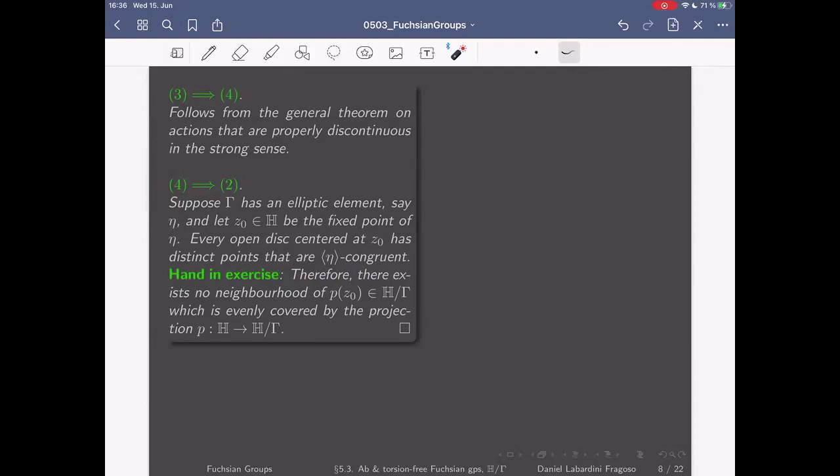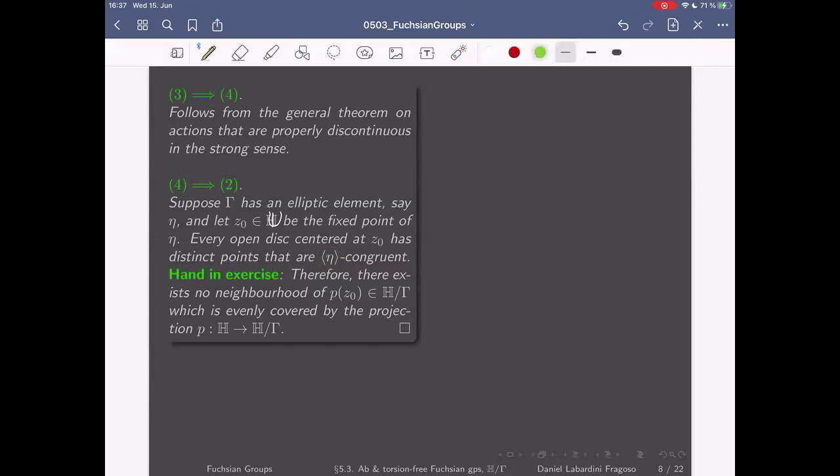And then the last implication is to look at 4 implies 2. Right, so if gamma does have an elliptic element, which we call eta, and now we look at a point in the upper half plane which is a fixed point, then every open disk centered at that point has distinct points that are eta congruent. So this is the group that's generated by eta.